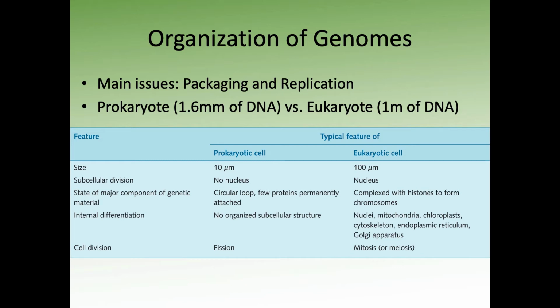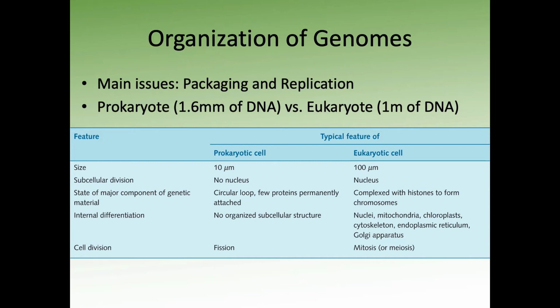And when we think about different types of organisms, their organization can often be very different as well. So if we think about these issues of packaging and replication, what we see here is that if we have something like a prokaryote and we were to stretch its DNA out in a single line, we'd have about 1.6 millimeters of DNA in this genome.